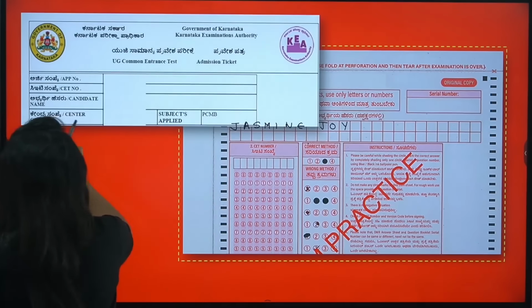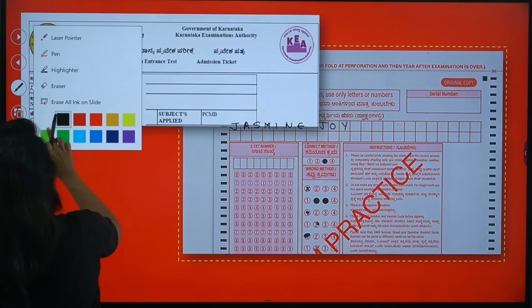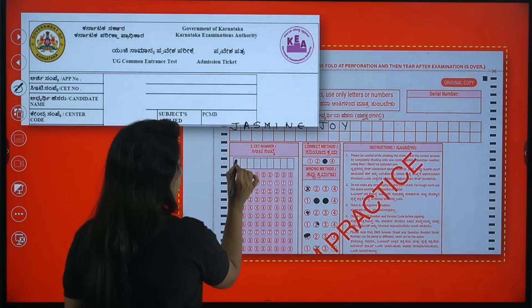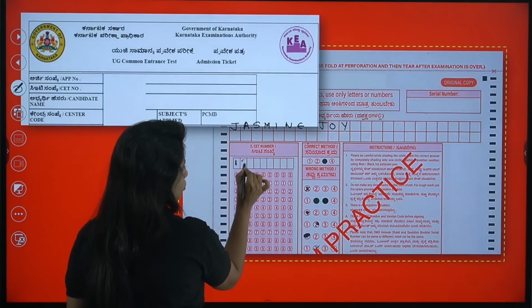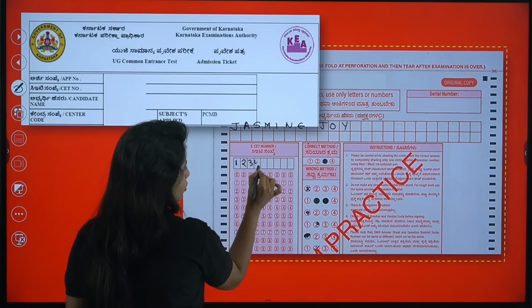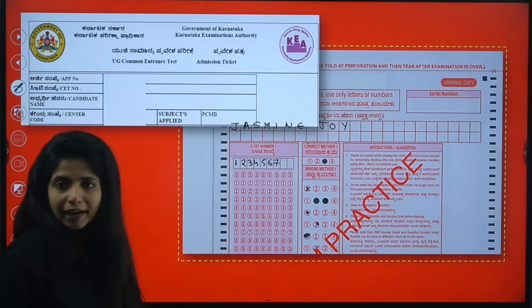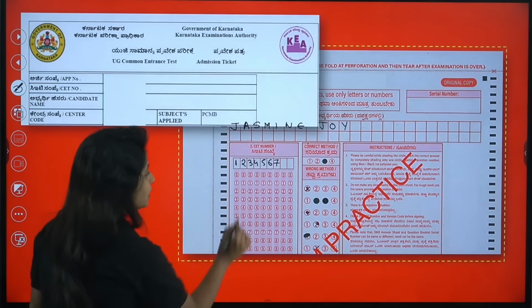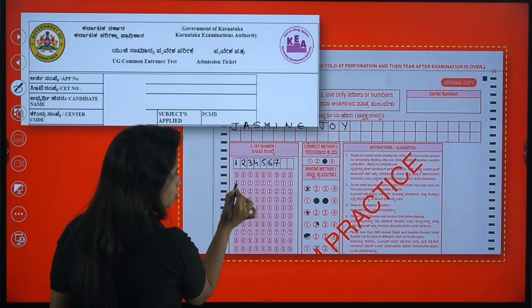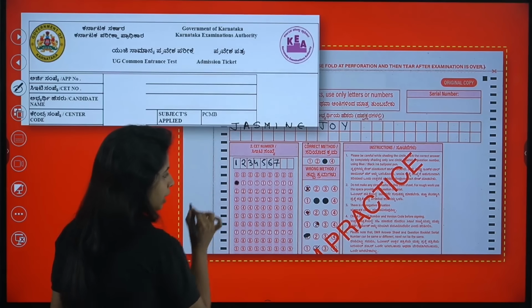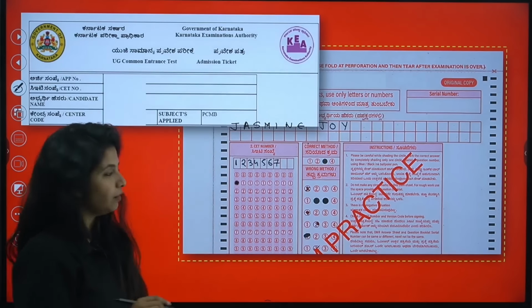I'll tell you an easy way to do this. First of all, write the number: 1 2 3 4 5, 6, 7, whatever is the number, you write it down properly. And then shade it. 1 is over here, so shade it entirely. Entirely you have to shade it. You cannot just keep it half and leave it there.